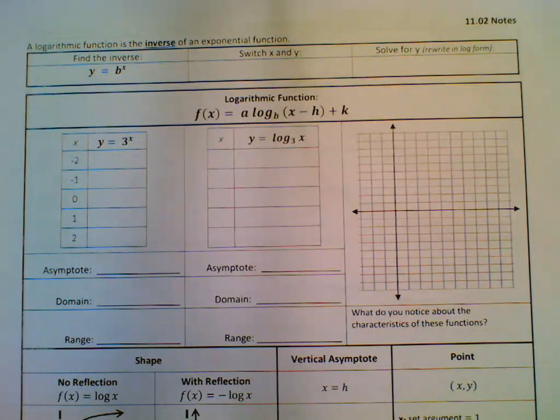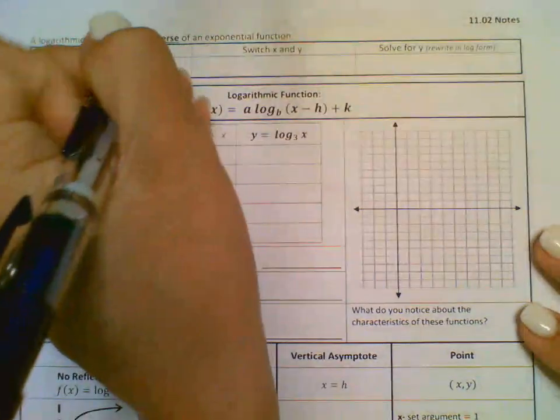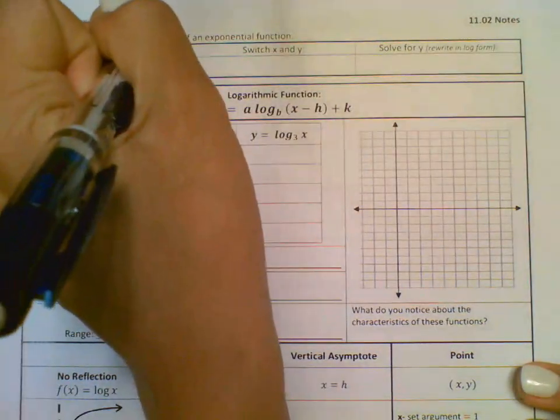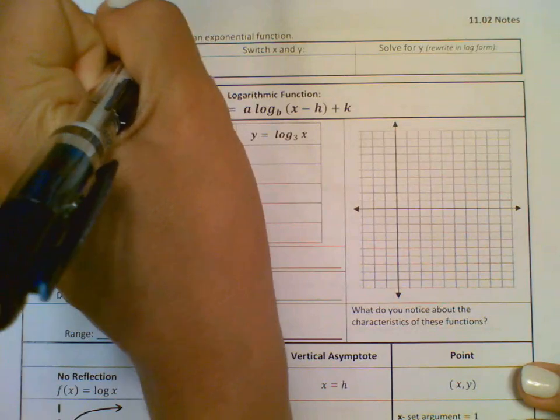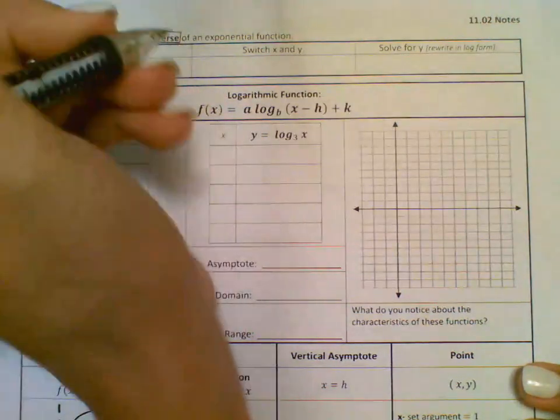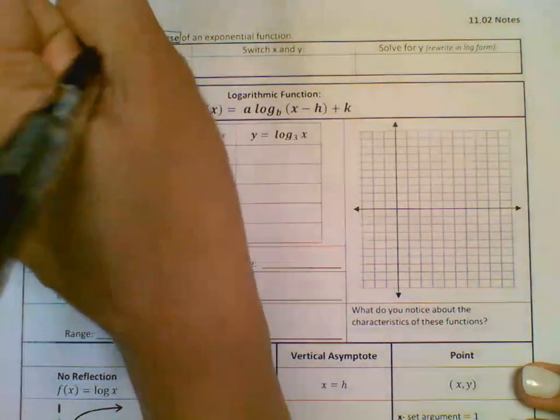The first thing we're going to talk about is a log function is the inverse of an exponential function. We've actually seen inverses a couple times throughout the year, but an inverse means that we're going to take the x and the y values and switch them. So to find an inverse, you are switching your x and your y values.